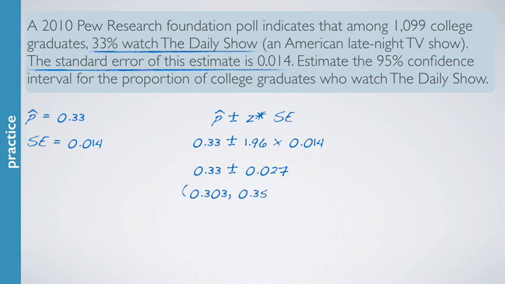Adding and subtracting that to our point estimate, we get a confidence interval that says that we are 95% confident that between 30.3% and 35.7% of college graduates watch The Daily Show.